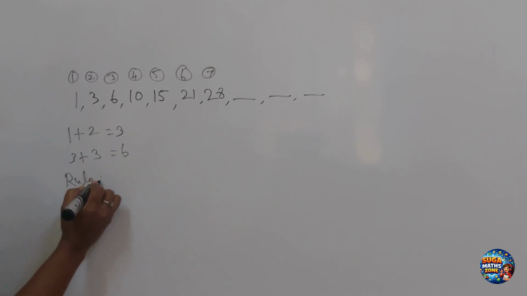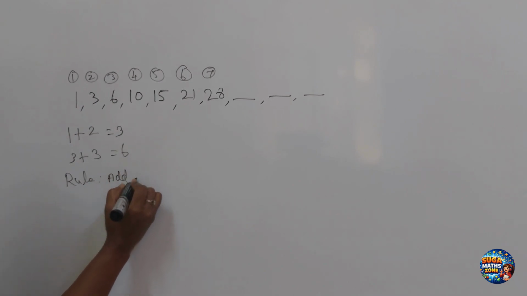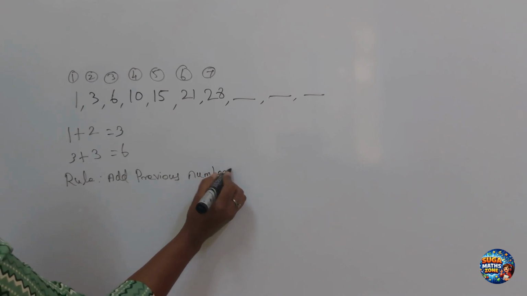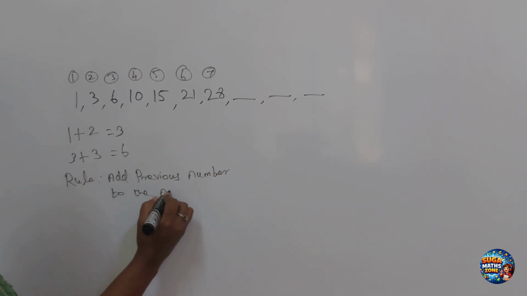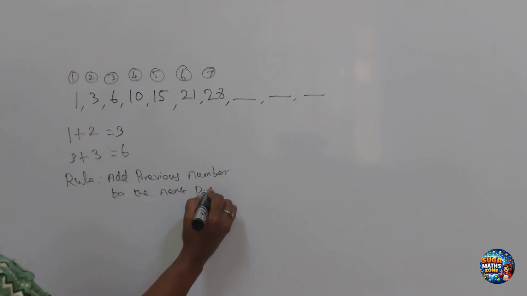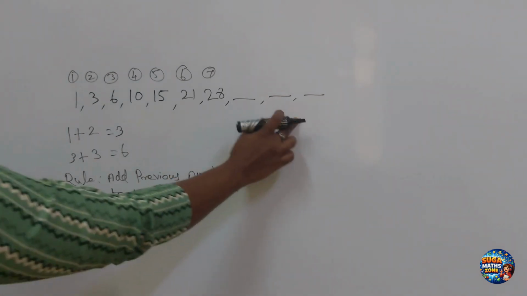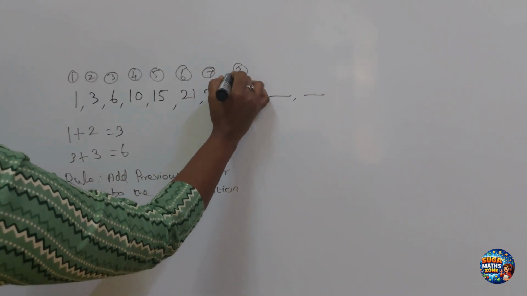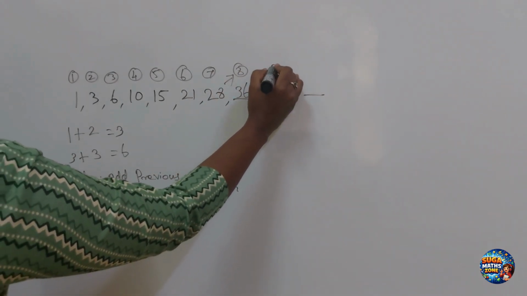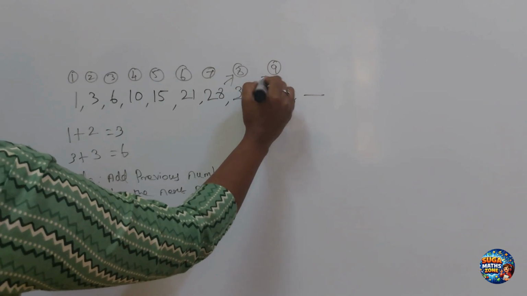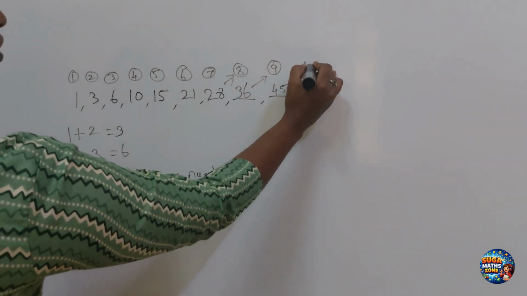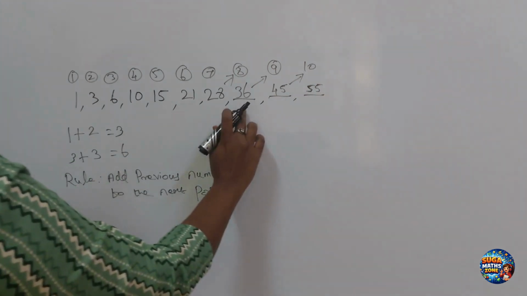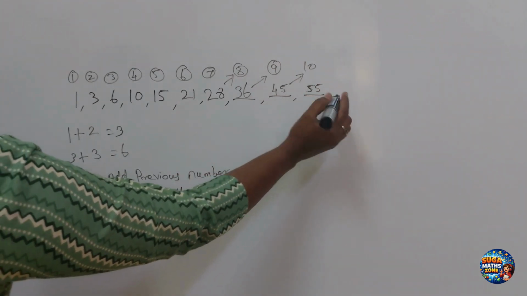So the rule is add the previous number to the next position. The last given number is 28. The previous number is 28 and the next position is 8, so 28 plus 8 is 36. The next position is 9, so 36 plus 9 is 45. 45 plus 10 is 55. So the next three numbers are 36, 45 and 55.